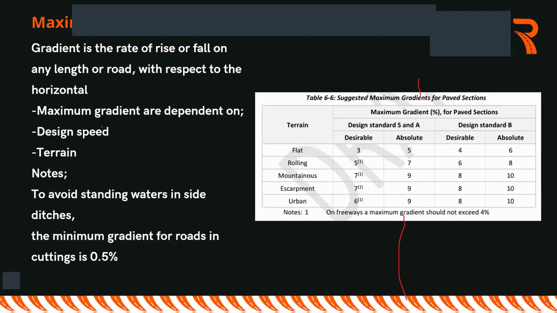And of course, these are the recommended sections. But there is an important note there: where there are freeways and expressways, the maximum gradient should not exceed 4%. Expressways and freeways, the maximum gradient should not exceed 4%. I want you to look at all the expressways in your countries. You will always notice that the gradient is quite flat for that matter.